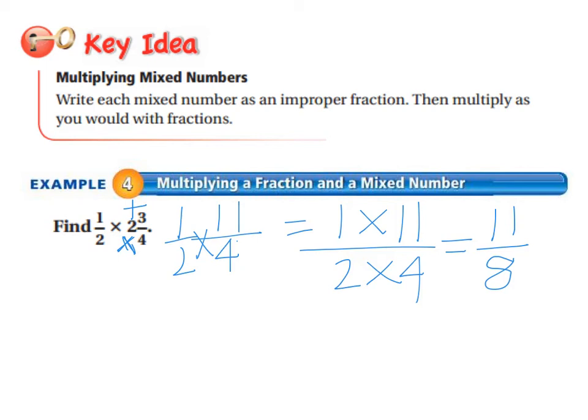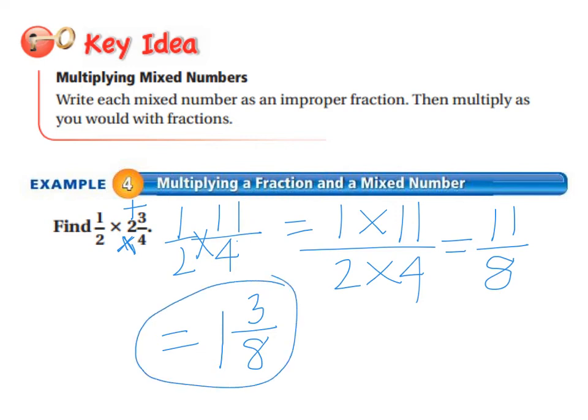So 11 over 8, I can take out 8/8, which would give me 1 whole. And if I take 8/8 out, that leaves me with 3/8 as a fractional part. So 11/8 is the same as 1 3/8, which is the product of 1/2 times 2 3/4.